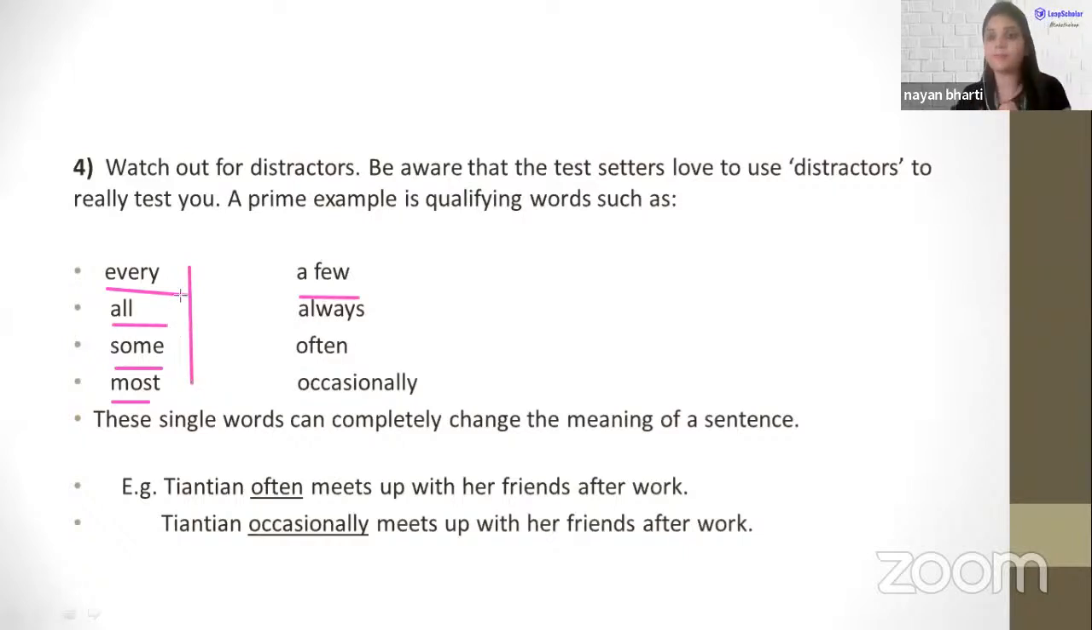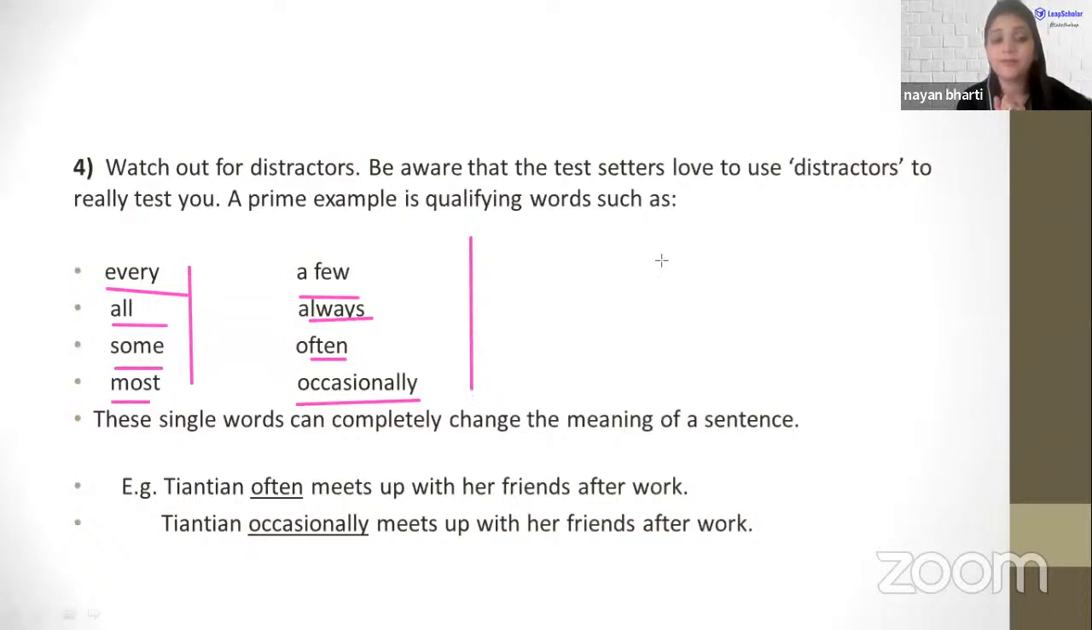Different. But generally what happens is when we are in a hurry, we read the entire question quickly. So please make sure that when you're reading, each and every word has its own importance, because this completely changes the meaning. So a few, always, often, occasionally, right? All these have different meanings. So watch out for the distractor, because a distractor can completely change the meaning of a sentence, right?